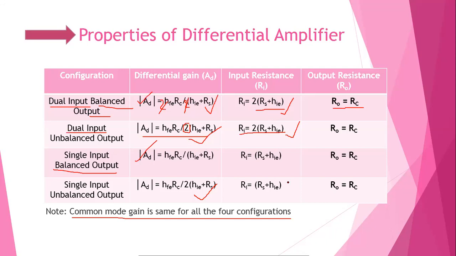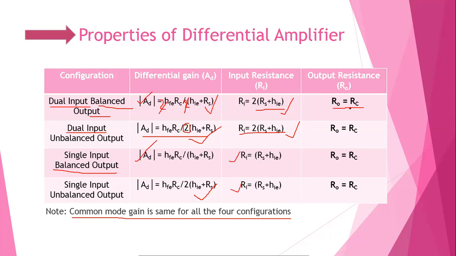Coming to input resistance, as we have discussed, it depends upon the input terminals. If you have dual input, then it will be multiplied by 2. If it is single input, then the 2 will be removed. That is the actual circuit that we have derived, RS plus HIE. So here these two remain the same.